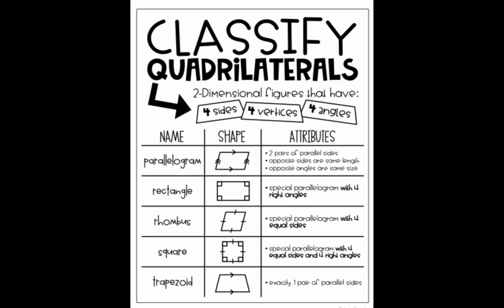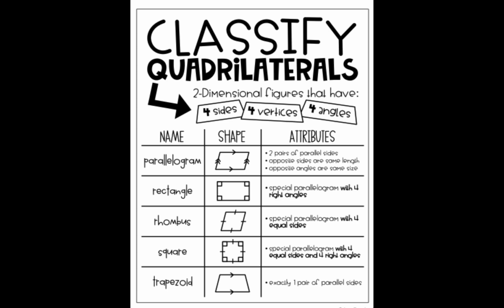For a rectangle, this is one of the basic shapes we've known for years and years. This is a special parallelogram with 4 right angles. So if you see a shape that does not have 4 right angles, it cannot be a rectangle. Shape 3 is a rhombus. And a rhombus is a special parallelogram with 4 equal sides. And then a square. A square is another shape that we've known for years and years. A square is a special parallelogram with 4 equal sides and 4 right angles. So if there is not 4 right angles, you cannot say it's a square.